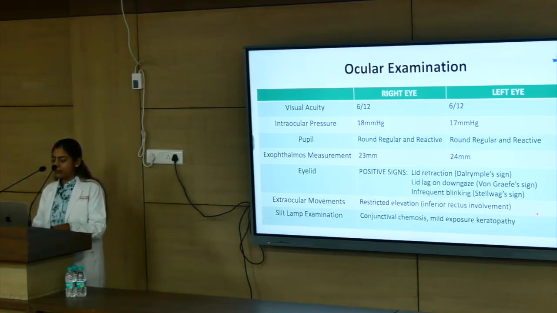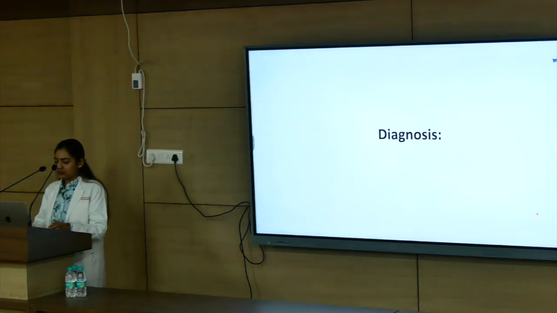in the left eye. Positive lid signs were lid retraction, known as Dalrymple sign, lid lag on down gaze, known as Von Graefe sign, and infrequent blinking, known as Stellwag sign. On extraocular movement examination, there was restriction in elevation. That means that the inferior rectus muscle was involved. Slit lamp examination revealed conjunctival chemosis and mild exposure keratopathy.